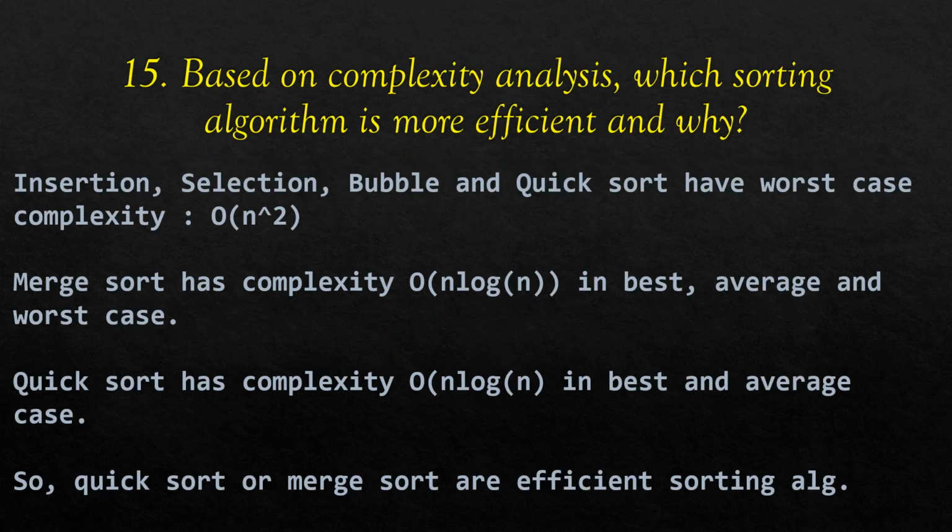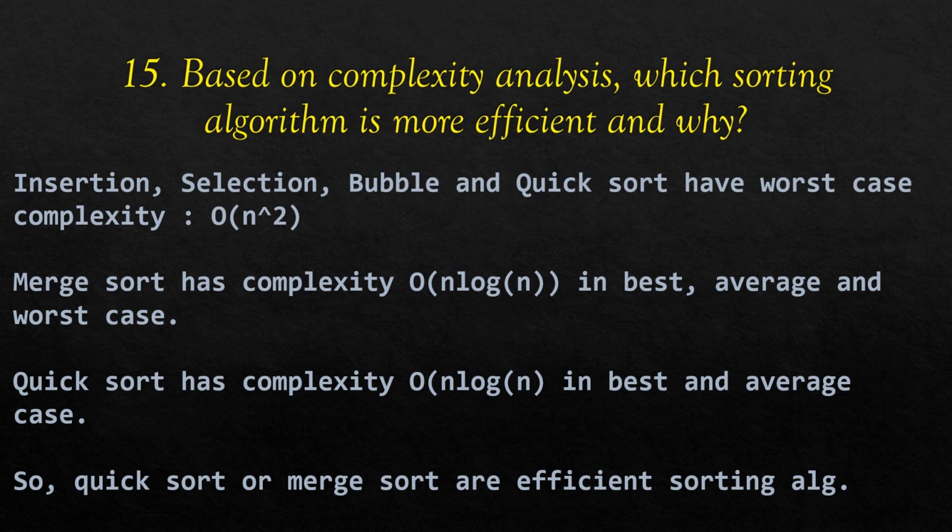Now the next question is, based on complexity analysis, which sorting algorithm is more efficient and why? You can see here insertion sort, selection sort, and bubble sort along with quick sort have a worst case complexity of order of n to the power 2, or n square, whereas merge sort has a complexity of order of n log n in best case, average case, as well as worst case. And quick sort has a complexity of order of n log n in best and average case.